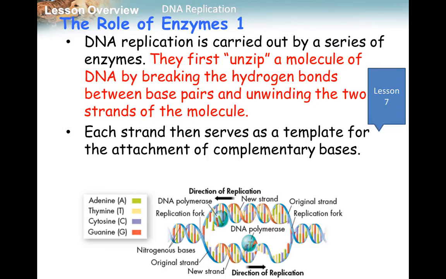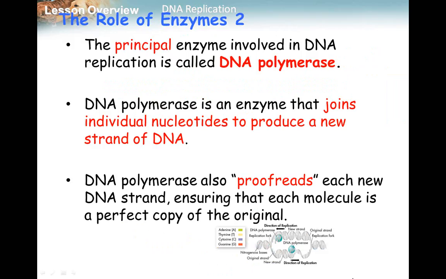Hello, this is Lesson 7, the role of enzymes. DNA replication is carried out by a series of enzymes. The first unzip the molecule of DNA by breaking the weak hydrogen bonds between the base pairs, unwinding the two strands of the molecule. Each strand serves as the template for the attachment of complementary bases.